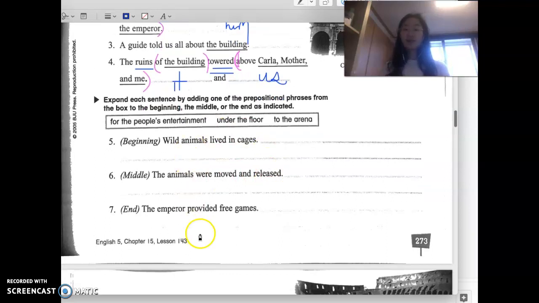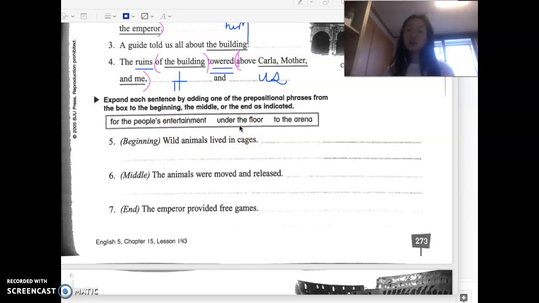Let's try number 5 through 7. Expand each sentence by adding one of the prepositional phrases from the box to the beginning, the middle, or the end, as indicated. So we got for the people's entertainment, under the floor, into the arena. There could be more than one answer here. Let's just see how it goes. Number 5, wild animals lived in cages. So we can insert each prepositional phrase in the beginning to see which one makes the most sense. For the people's entertainment, wild animals lived in cages.